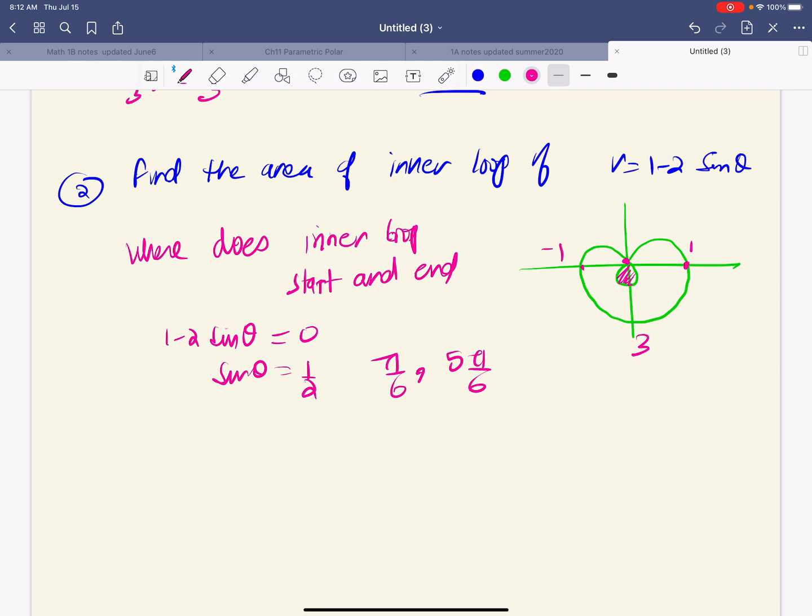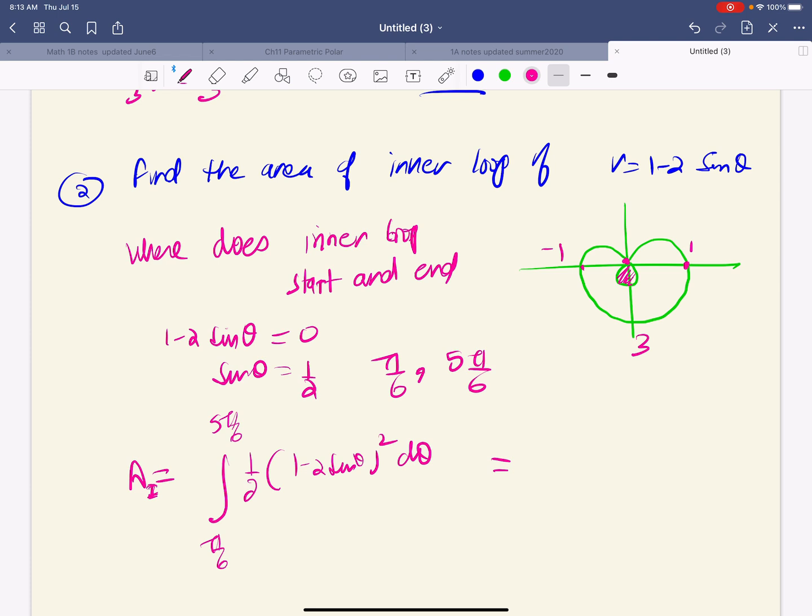So the area of the inner loop is going to be, you can call it AI if you want. Sometimes I represent AI as area of inner loop, AO as area of outer loop, and AB as area in between the loops, if we are being asked to find it. So start with pi over 6, go to 5 pi over 6, 1/2 r squared d theta. Again, I'm going to use the calculator.